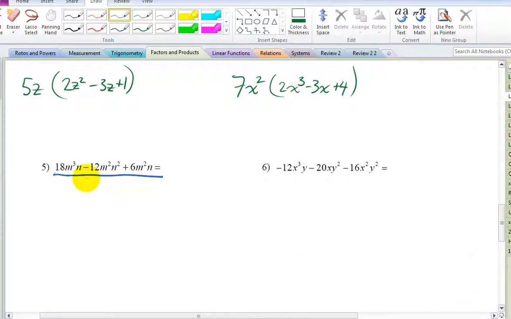What's your GCF? 6 m squared n. So we're dividing each term by that. What are you going to get? Jordan? Good job on the +1. Awesome. Okay, so don't forget that +1 must be there. Things divide to 1.